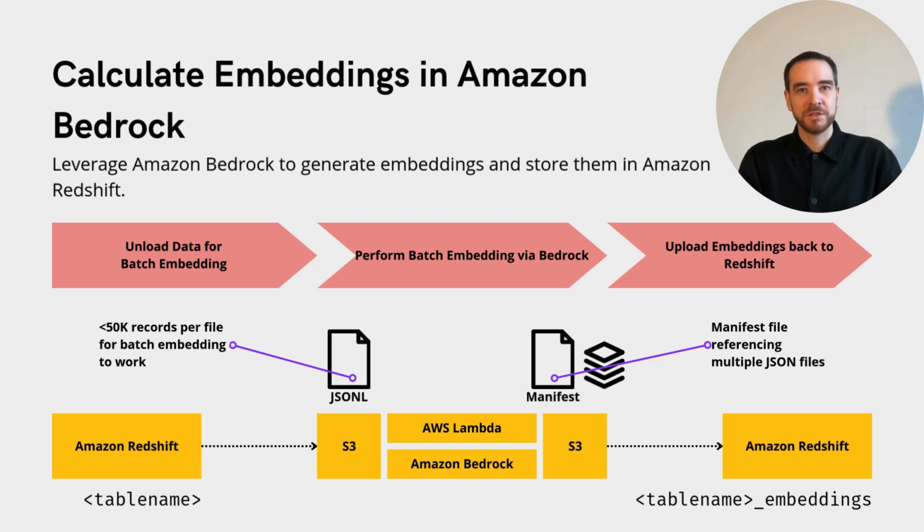One of the key steps in RAG is converting your text data into vectors, often called embeddings. With Amazon Bedrock, you can generate these embeddings at scale. The process might look like this. First, you unload your target data from Redshift. Next, you run a batch embedding job on Bedrock. Finally, you upload these embeddings into Redshift. This keeps the entire workflow streamlined, letting you leverage Redshift as your single source of truth for both your primary data and your newly generated embedding vectors.